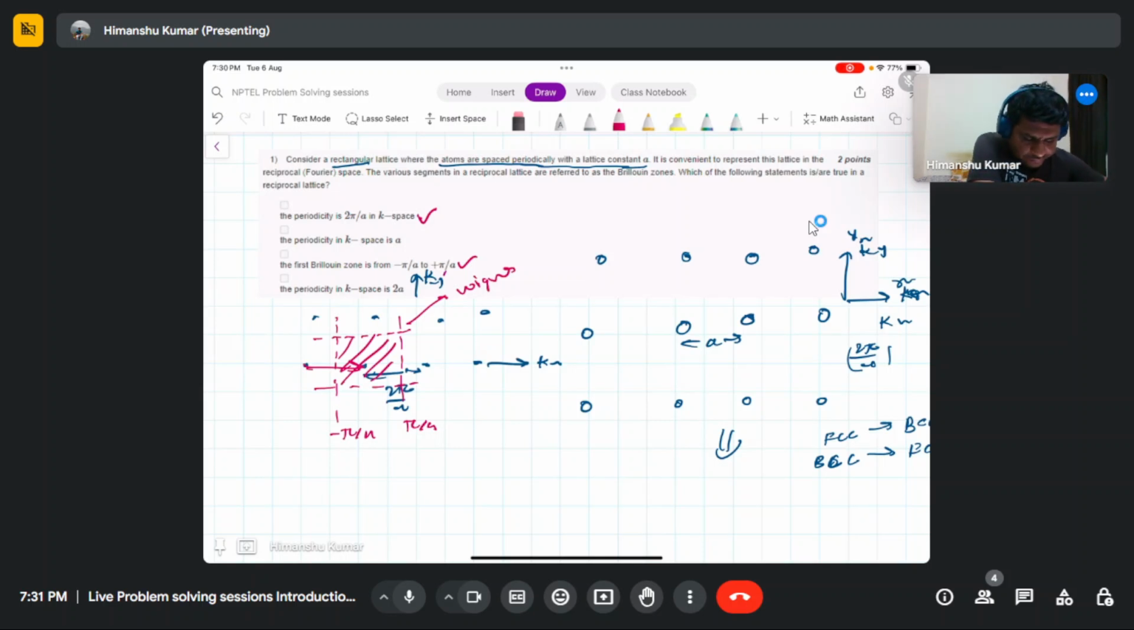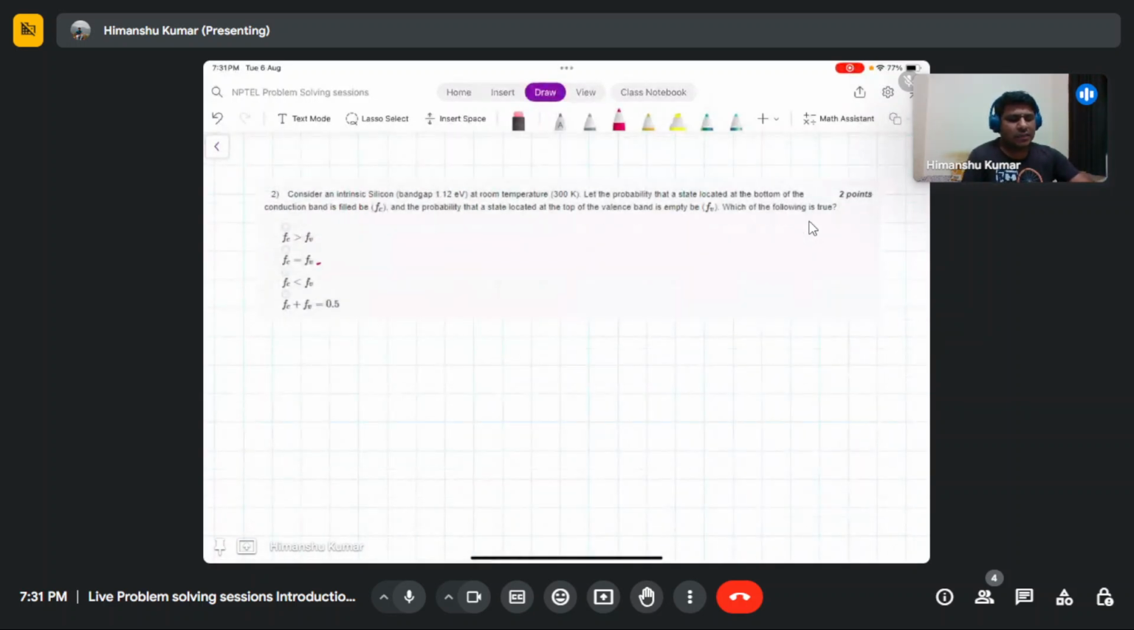Okay, so if there is no question, then let's just move to the next problem. Consider an intrinsic silicon. Please note this is given as intrinsic silicon. The band gap is given as 1.12 eV, which is the typical silicon band gap at room temperature. Let the probability that the state located at the bottom of the conduction band is filled be Fc, and the probability that the state at the top of the valence band is filled be Fv. Then which of the following is true?